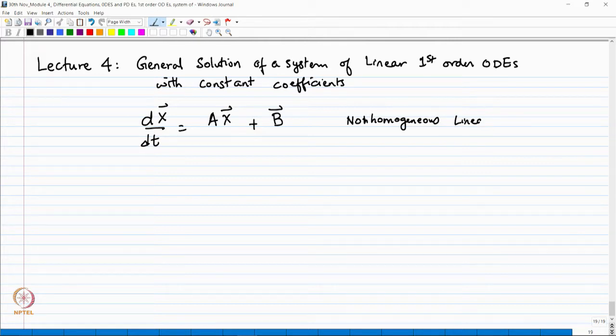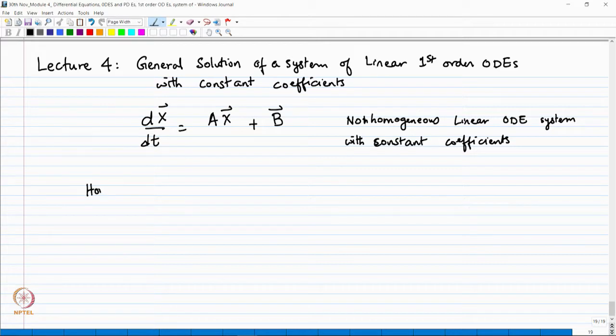So, this is a non homogeneous linear ODE system. It is actually a system of ODEs with constant coefficients. So, that would be the non homogeneous linear ODE system with constant coefficients. Okay, now, let us get back to the homogeneous system.